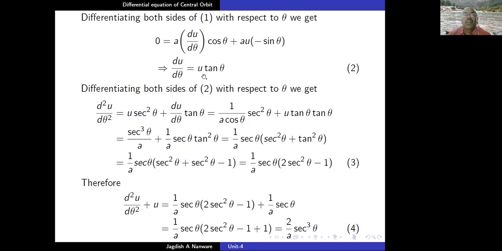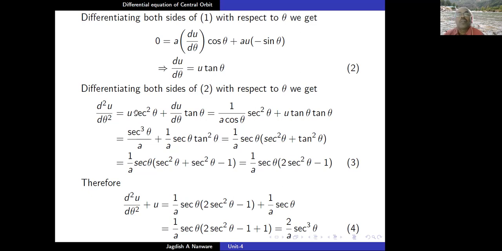Again differentiate this. To differentiate the right hand side, make use of the product rule: first function into derivative of second, then second into derivative of first. So you will get this. First into derivative of second, and the derivative of the left hand side is the second derivative here. First function into derivative of tan theta, which is sec square theta, plus derivative of first function into tan theta as it is. Right? And then simplify further. So u sec square theta.